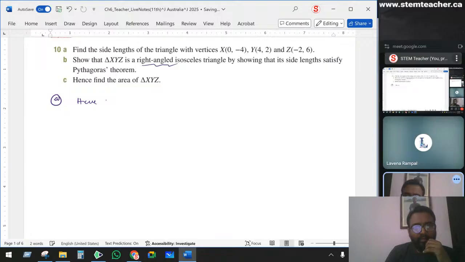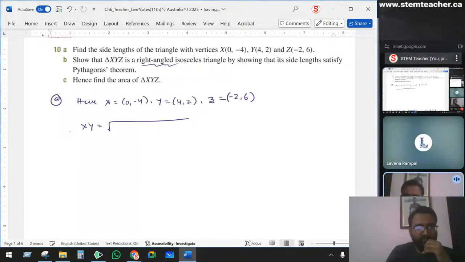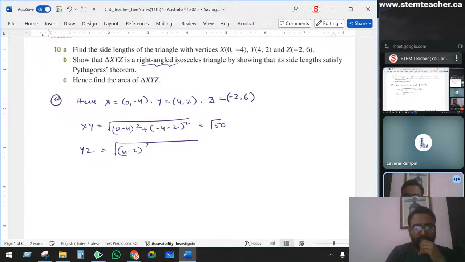X is (0, -4), Y is (4, 2), Z is (-2, 6). So XY is the square root of (0 minus 4) whole square plus (-4 minus 2) whole square, which is 16 plus 36, square root 50. And YZ is the square root of (4 minus -2) whole square plus (2 minus 6) whole square, so it is also square root 50.